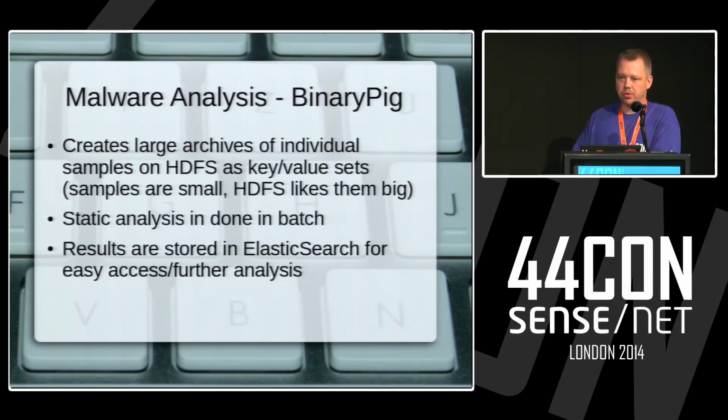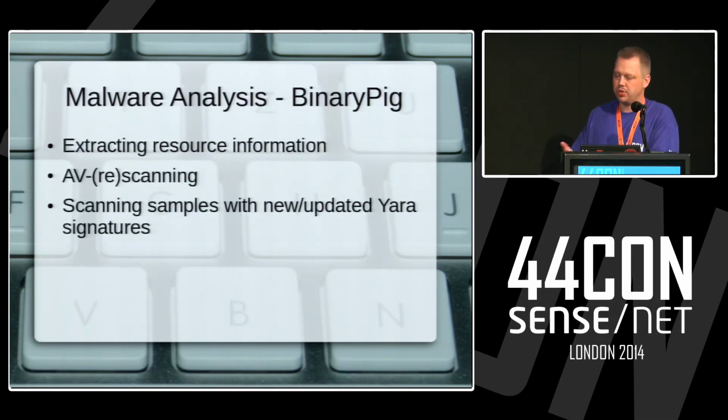And the output is stored in Elasticsearch for accessing, for more analysis, for drilling down into results. So what do I do with it? I'm extracting resource information, which means everything that the PE header is telling me. I'm also collecting all the resources, all the icons of the binary.